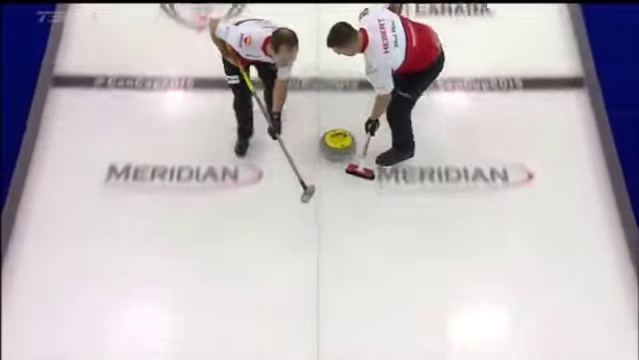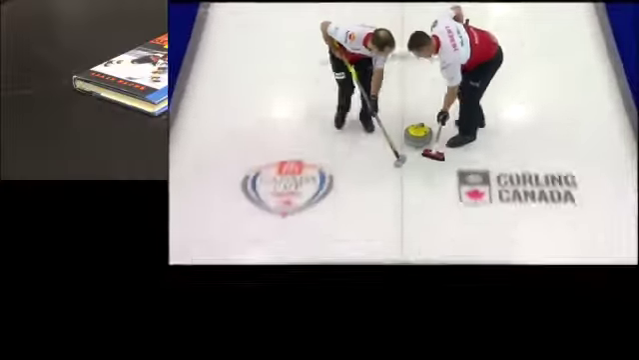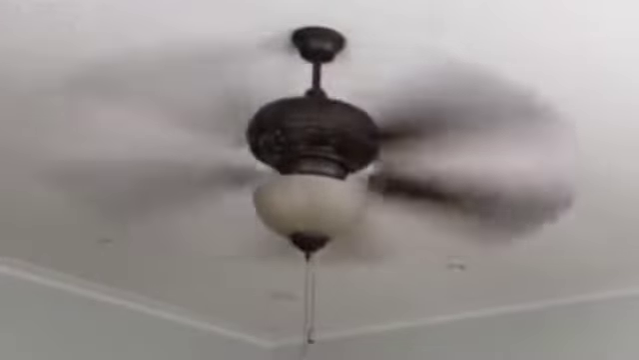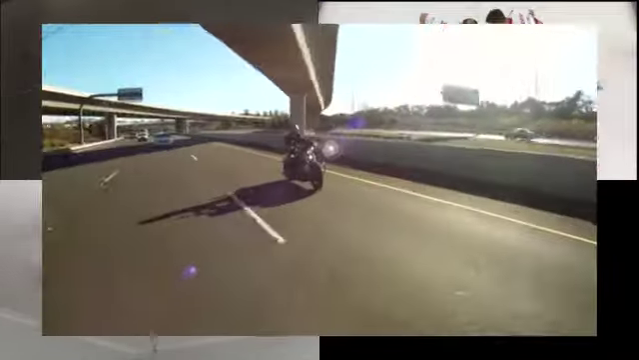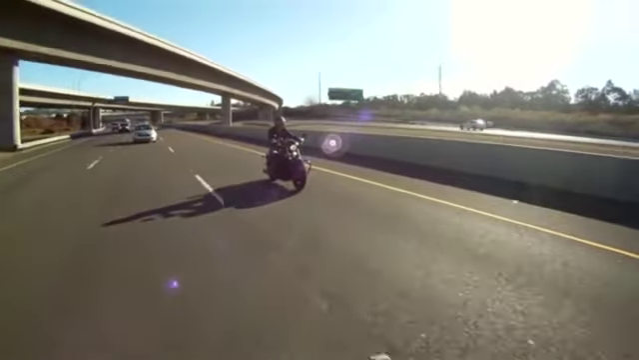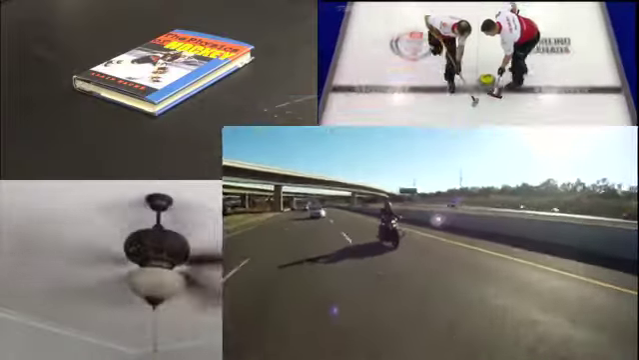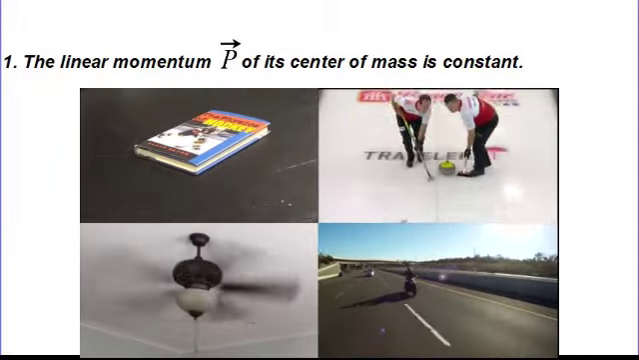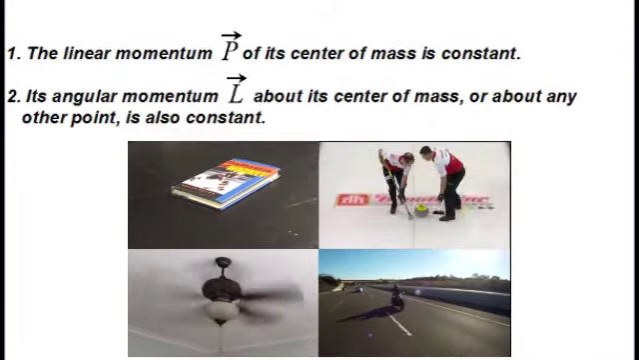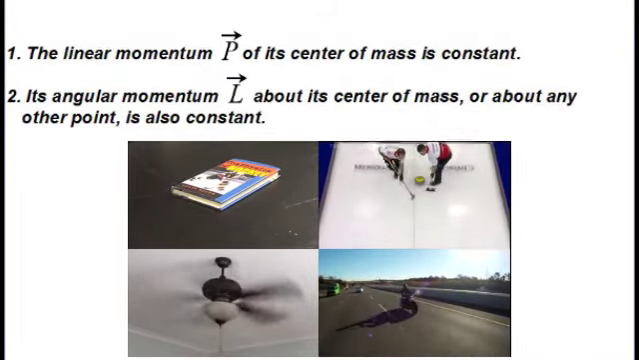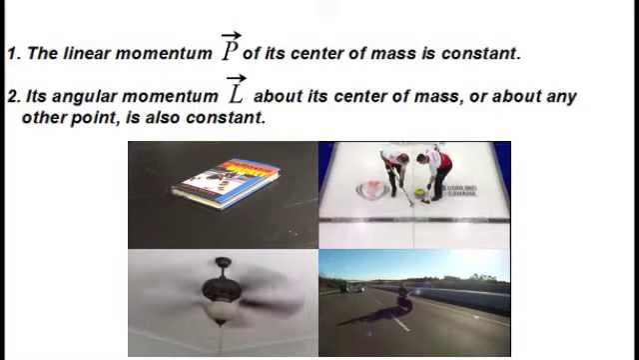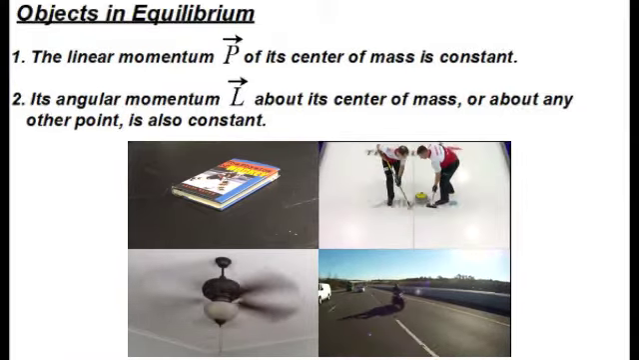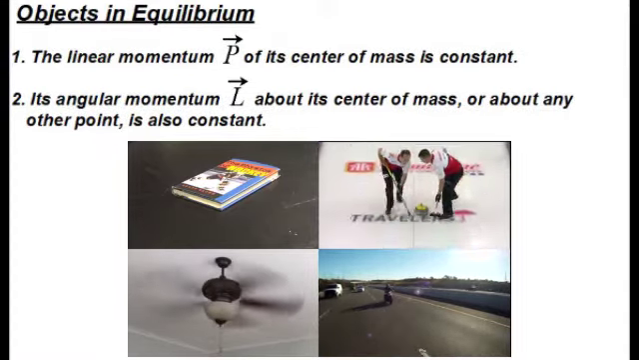Consider these objects: a book resting on a table, a curling stone sliding with constant velocity across a frictionless surface, the rotating blades of a ceiling fan, and the wheel of a motorcycle that is traveling along a straight path at constant speed. For each of these four objects, the linear momentum, P, of its center of mass is constant, and its angular momentum, L, about its center of mass, or about any other point, is also constant. We say that such objects are in equilibrium.